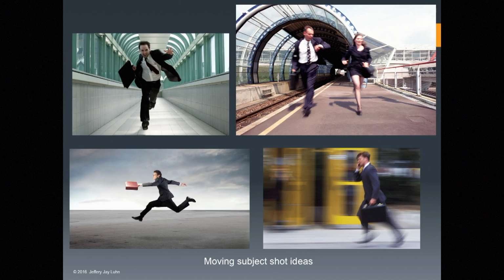So again, when you see these shots in the upper left and the upper right, these people are moving towards the camera and they're not showing motion very much. They need to be moving parallel to the film plane, is what we call it. They need to be moving across the sensor. In the lower left, very fast shutter speed, and in the lower right, a slower shutter speed.